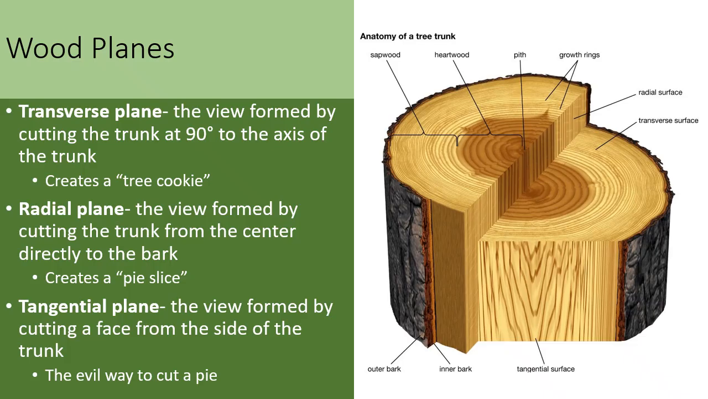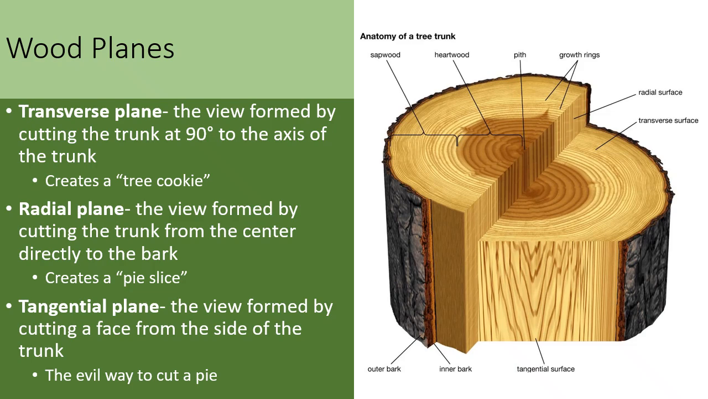So the radial plane can really exist in any direction so long as the middle of that plane is the center of the trunk. Think about that as a pie slice. When you take a slice of a pie, the side of the pie slice would be a radial view, because the pie slice radiates from the center out to the crust of the pie.